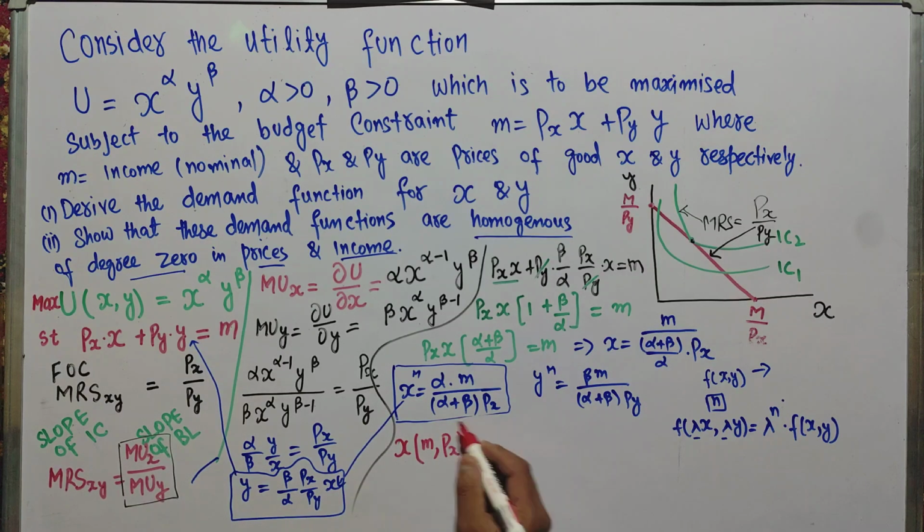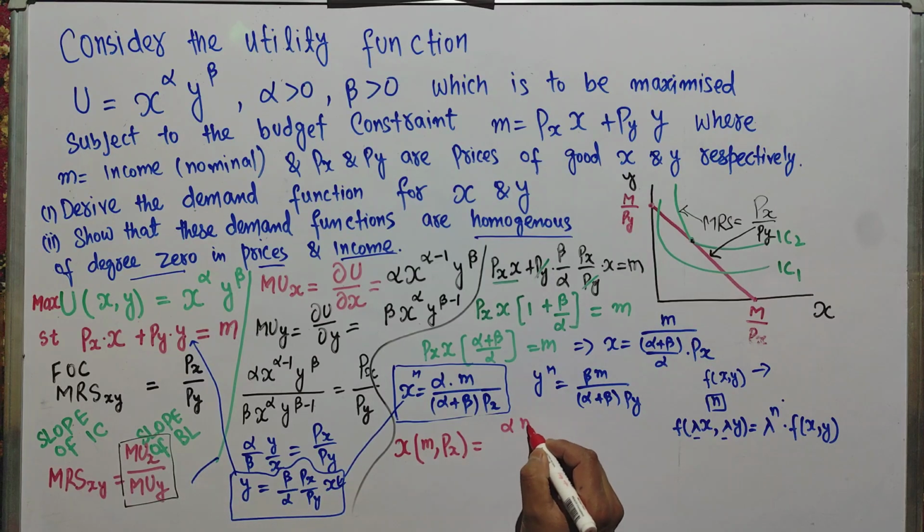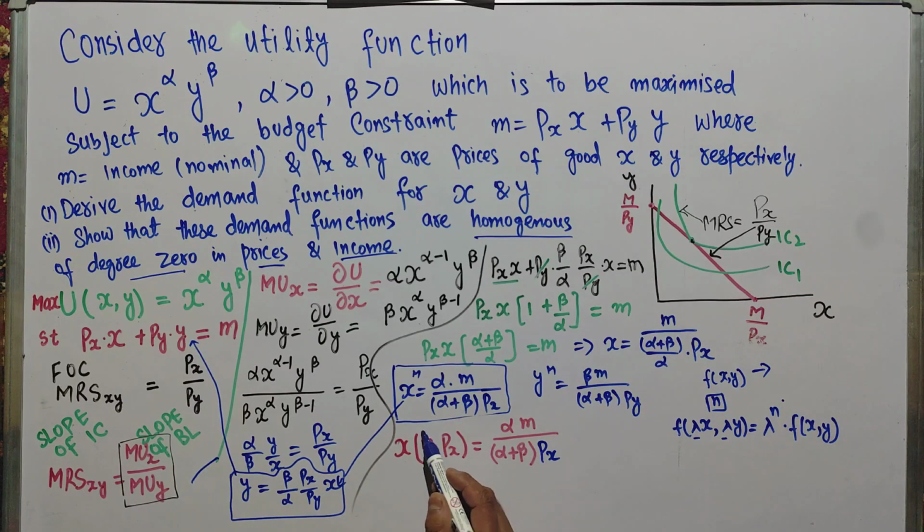Okay, I'm just writing it in the functional form, which is x equal to alpha times m divided by alpha plus beta, times price of x. Remember, here alpha and beta are constants, we have nothing to do with these things. Now to prove that it is homogeneous of degree 0 in income and price, let us increase both income and price by a factor lambda.